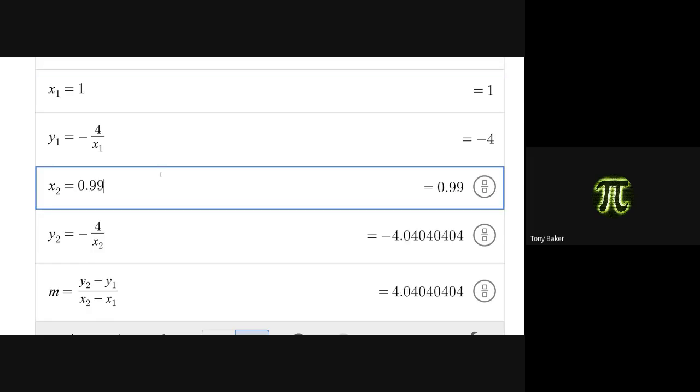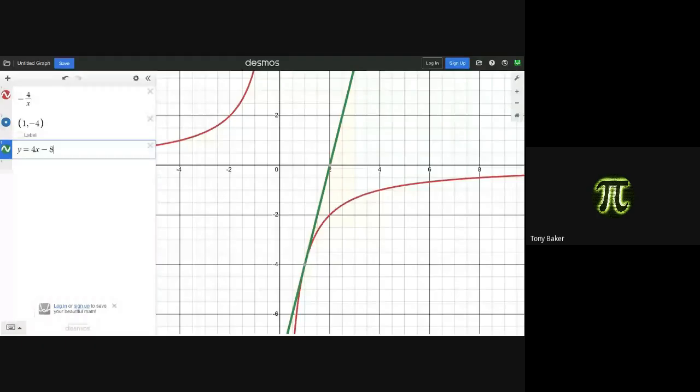So as I go to 0.999, I'm getting closer and closer to 4, right? All right, let's try the other side. If I plug in 1, I get undefined. So let's do 1.1, 1.01, 1.001. It's getting closer and closer to what? Positive 4. It's getting closer and closer to 4.